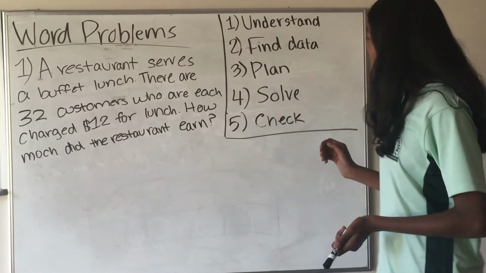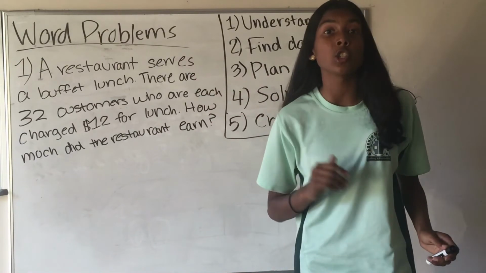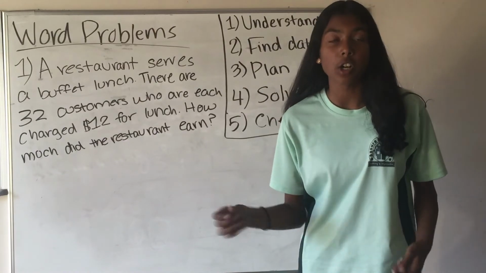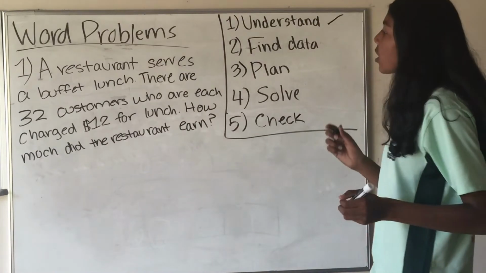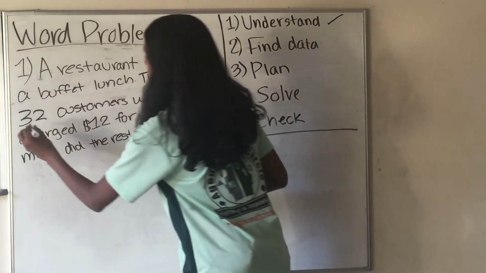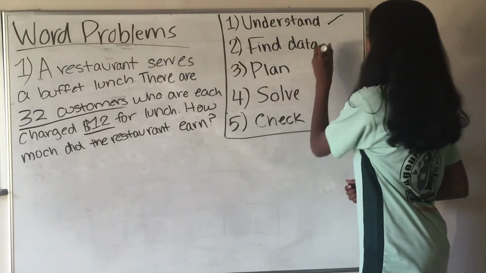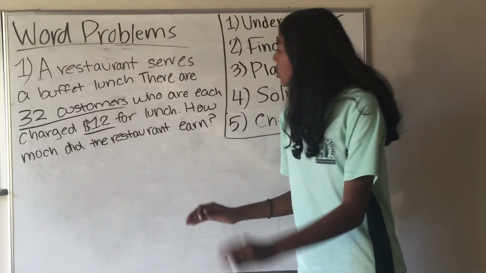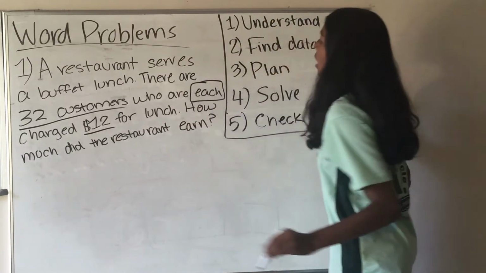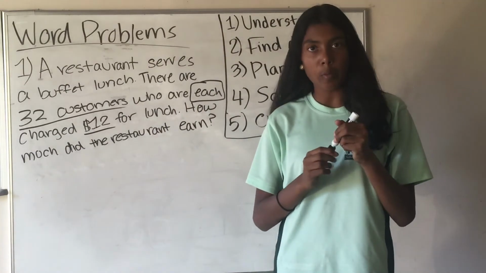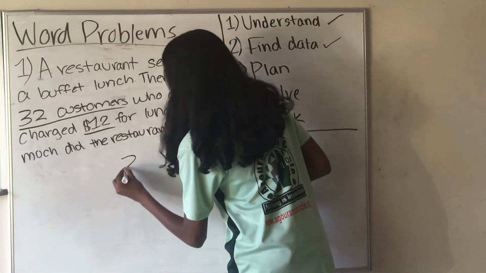So let's do this. Let's understand the problem first. So there's customers. They're each charged $12. We want to find out how much it earned. That's good. You can check that off. Find the data. The only thing we need to know is that there's 32 customers and they're each charged $12. So that step's good. Plan. Our key word in this is each. And because it's each, we know we're going to multiply. So our plan is to do 32 times 12.